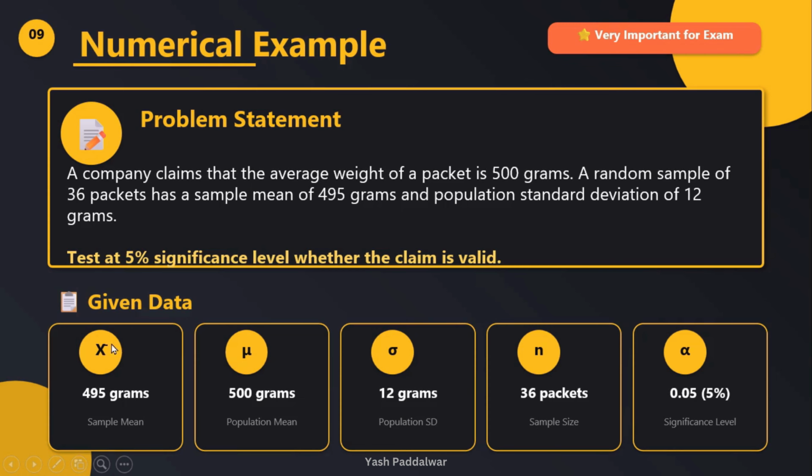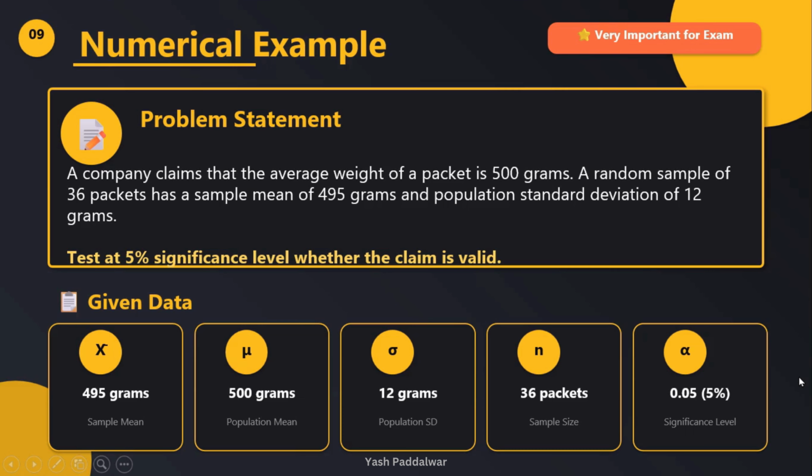The first is x bar, which is nothing but the sample mean, which is 495 grams. Second is the population mean, which is mu, which is 500 grams. The third is the population standard deviation, which is sigma, which is 12 grams. And next we have the sample size, the number of packets, n equals 36. Next we have the significance level, 5% given, which is 0.05, and it is alpha. I hope these five things that we have got from the data are clear to you all.